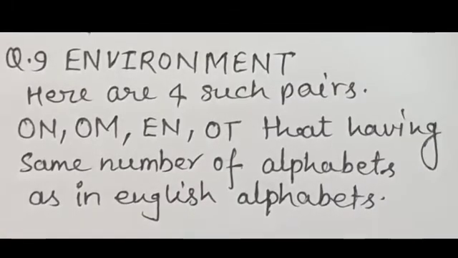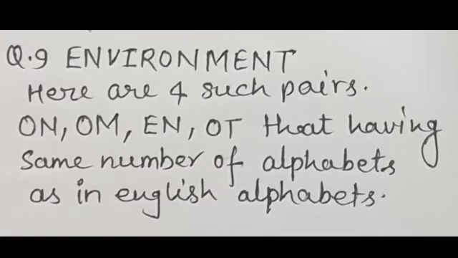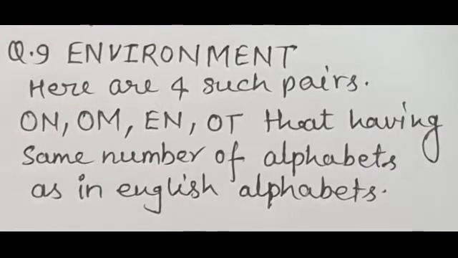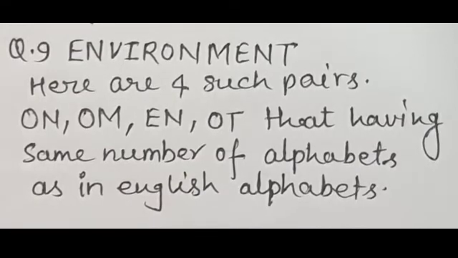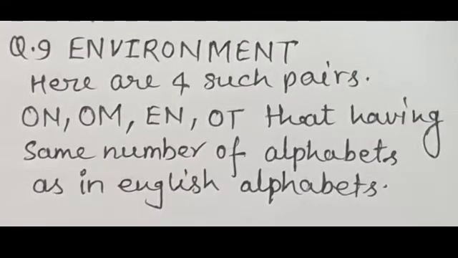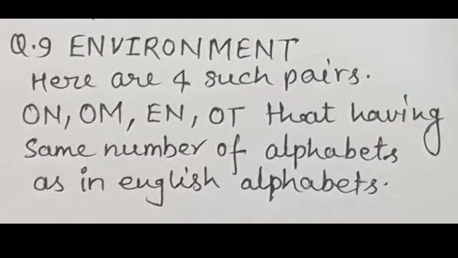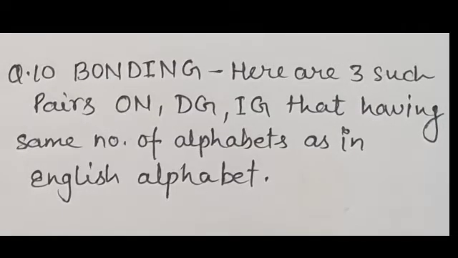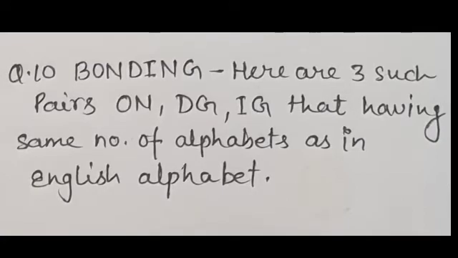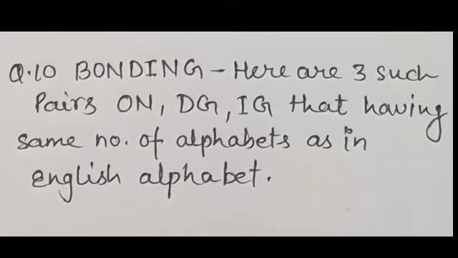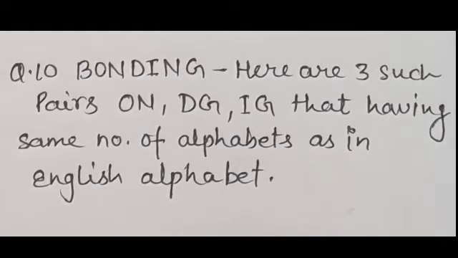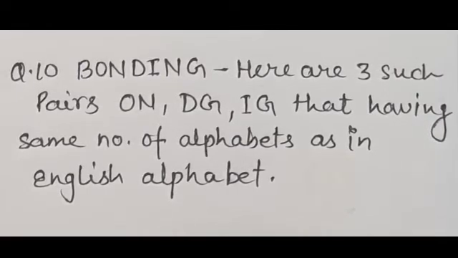Now going to question number 9. The word is environment. Here are 4 such pairs: ON, OM, EN, OT, that have the same number of letters as in the English alphabet. Now finally question number 10. The word is bonding. Here are 3 such pairs: ON, DG, IG, that have the same number of letters in the word as in the English alphabet.